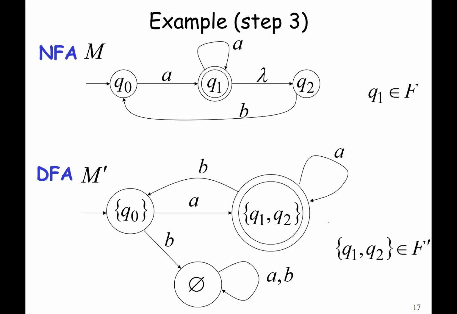And as you see in the algorithm, step 3 is to find out what the final states are. The underlying NFA has one final state, Q1. So any set of states in the underlying DFA that contains Q1 becomes a final state. In this case, this is the only such state because Q1 belongs to this set, and this set becomes the final state, so you draw it as the final state.